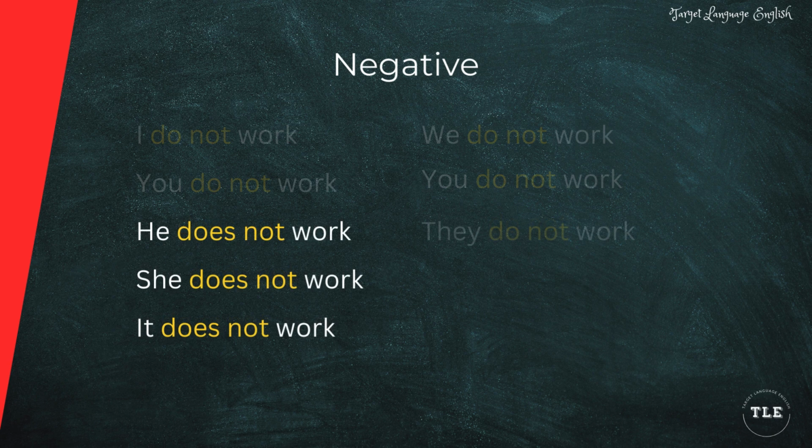In the third person singular, with subjects he, she, it, we change the verb do. He does not work, she does not work, it does not work. The verb work does not change here.